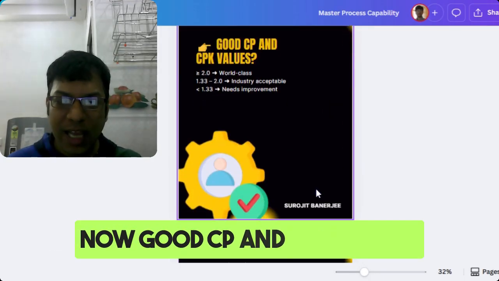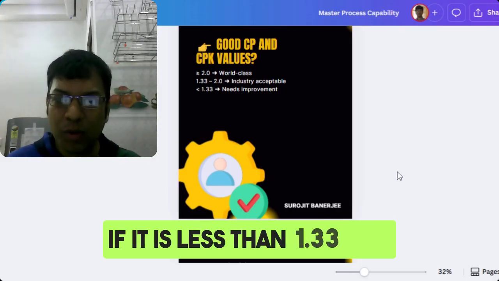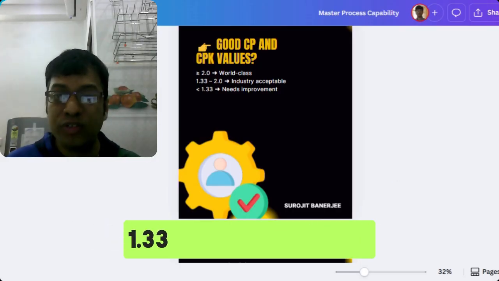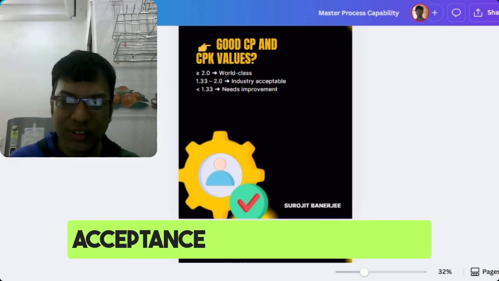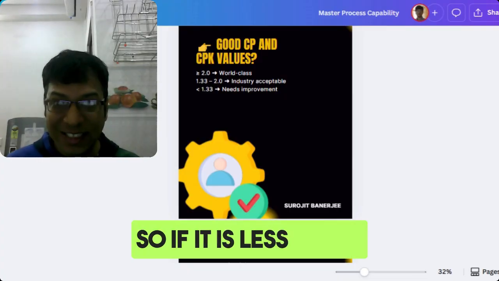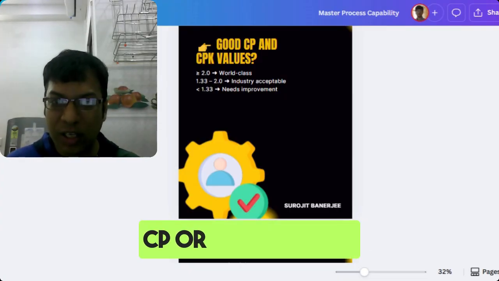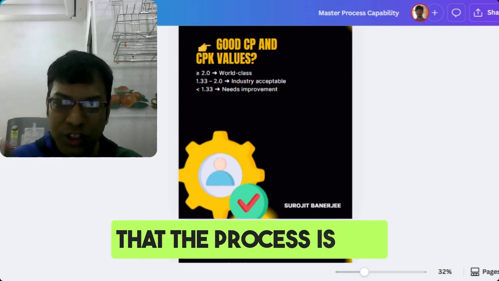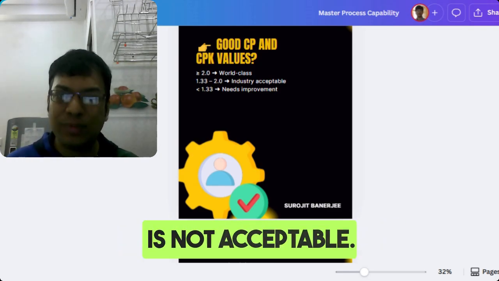Now, good CP and CPK values. If it is less than 1.33, then it needs improvement. From 1.33 to 2, it is industry acceptable, and greater than or equal to 2, it is world class. If CP or CPK is less than 1, it means your process is not meeting the requirements of the customer, so it is not acceptable.